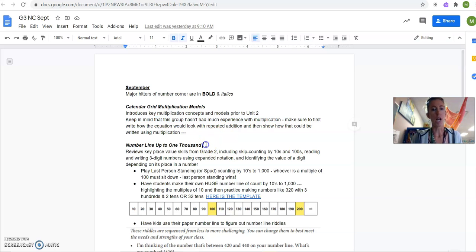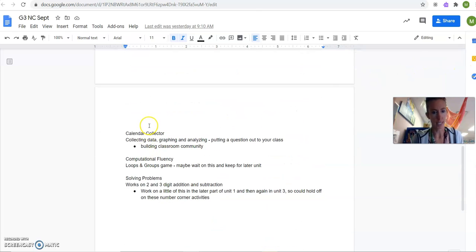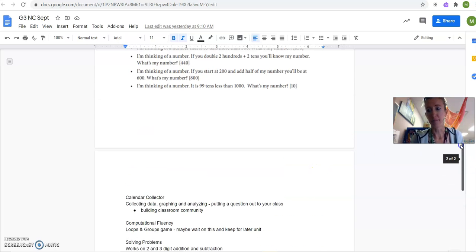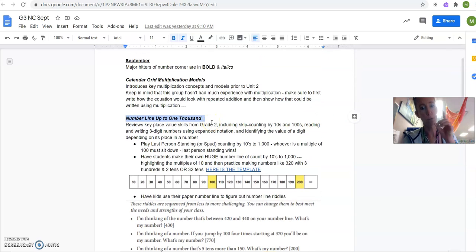Okay? Number line up to 1,000 would be a major hitter. And that's really the only other one. The other ones that I put here, calendar collector, computational fluency, solving problems, I would say leave out. Number line up to 1,000 would be the one other thing to do. So it could be manageable.